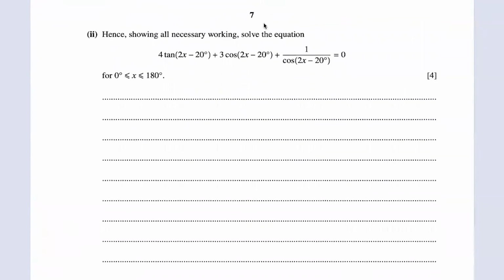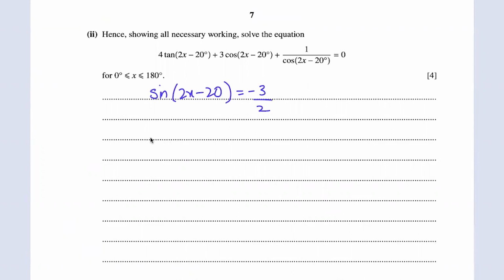In part 2, we have to show that 4 tan of 2x minus 20 plus 3 cos 2x minus 20 plus 1 upon cos 2x minus 20 equals 0. So we have to find the value of x. Now we know that this whole expression is equal to sin x is equal to minus 2 upon 3. So over here we can write sin of 2x minus 20 is equal to minus 2 upon 3.